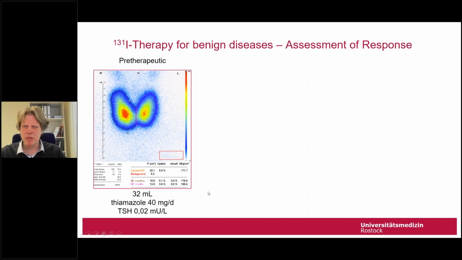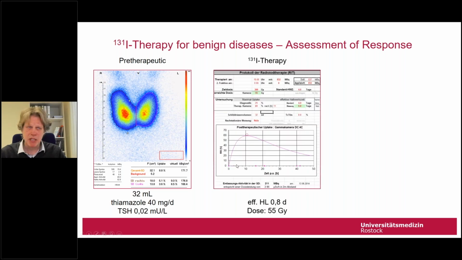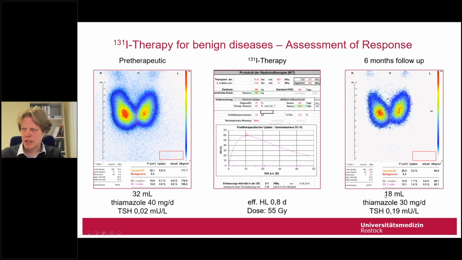So this is an example of a patient suffering from hyperthyroidism due to thyroid autonomy. When we move on, it can be clearly seen that the target dose was not achieved, as there was an accelerated excretion of the iodine during the treatment. We can see this by the relatively short half-life, and therefore no sufficient therapeutic success has been achieved. But as we saw 6 months later, there is a significant reduction of the volume, despite the relatively low dose of only 55 gray.